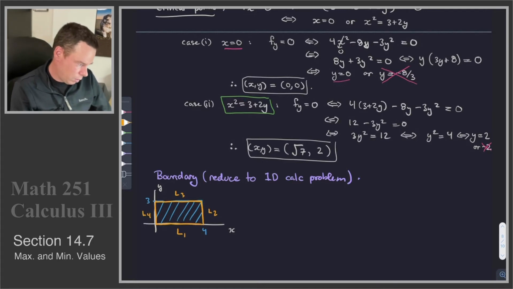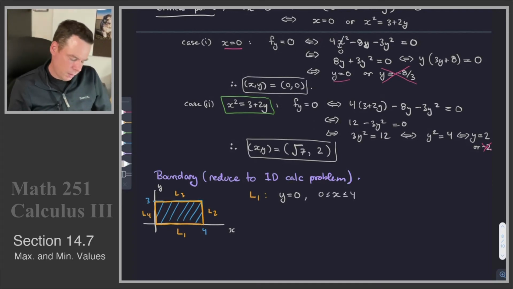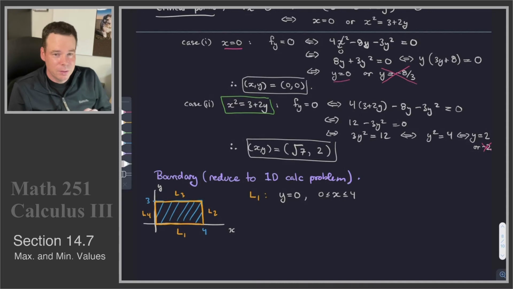So for these boundary curves, we're going to do the following. For L1, that is when y is equal to 0 and x is trapped between 0 and 4. And I'm interested in knowing, on this curve L1, does our function have a maximum or minimum value? And if so, let's figure out what it is, because I'm going to compare it to the maximum and minimum values of the function on the other boundary curves, and also compare it to the critical points that we've got.